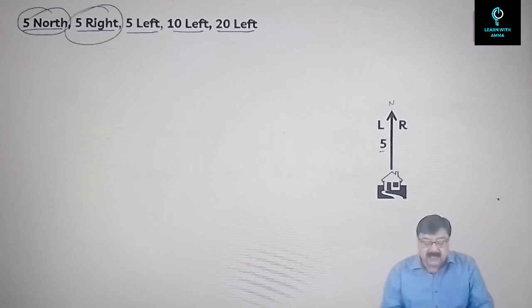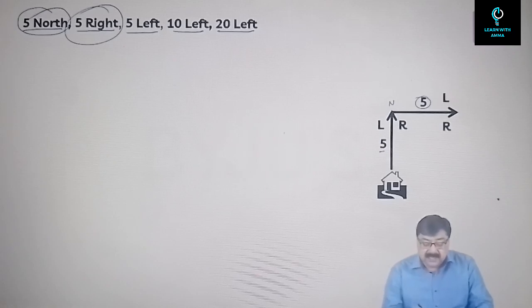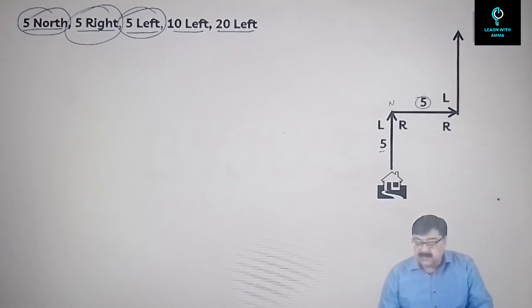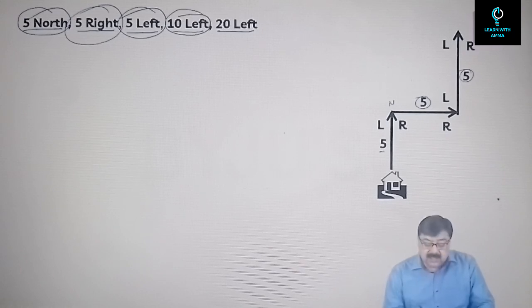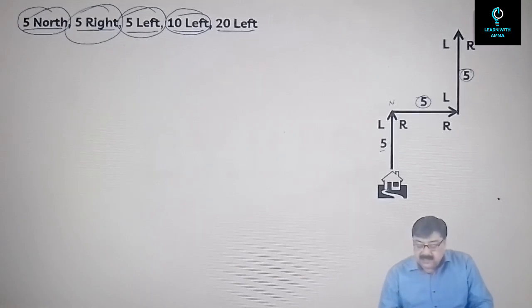Then he turns right. Then he turns towards his right hand side and drives 5 kilometers. So this is where he turns towards his right hand side, drives 5 kilometers. Now this is where his left and right should be there. Then he turns left and drives 5 kilometers. So this is where he turns left, drives another 5 kilometers. Now this should be his left and right. Then he turns left and drives 10 kilometers. Now this is left.